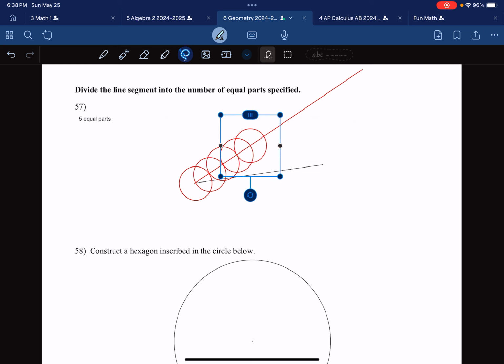How many times do we need to do this? We need to have, let's count. So I have 1, 2, 3, 4, 5. Okay, so once I have that 5th mark done, then I'm good to go.